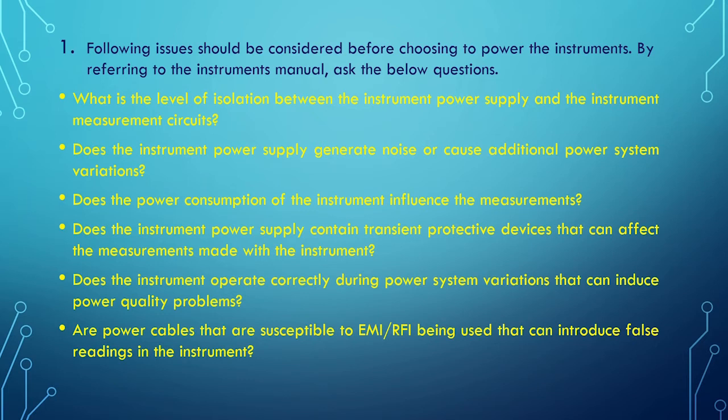Okay, the first question is, what is the level of isolation between the instrument power supply and the instrument measurement circuit, and does the instrument power supply generate noise that will affect the readings, or the power consumption of the instrument influence the measurement? Does the instrument power supply contain transient protective devices that can affect the measurement made with the instrument? Does the instrument operate correctly during power system variation that induces power quality problems? Are power cables that are susceptible to EMI/RFI being used that can introduce false readings in the instrument?